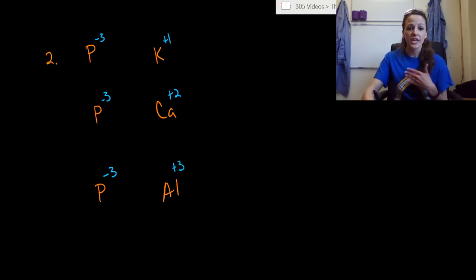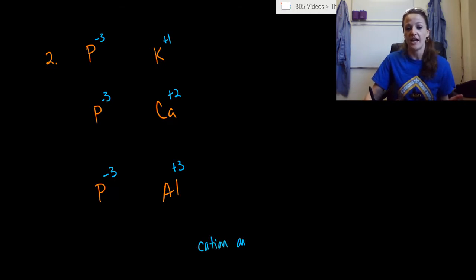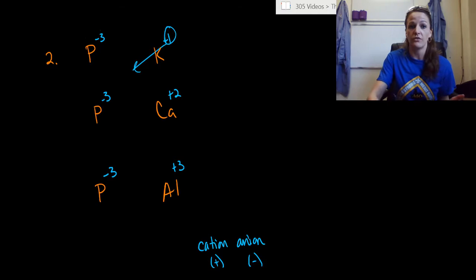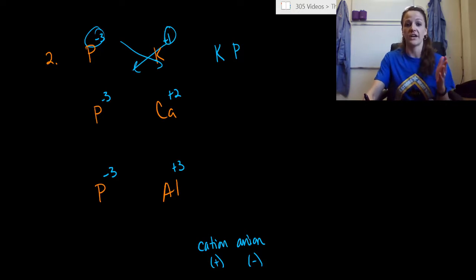Now, the biggest trick here is that you have to remember that you always write cation first, then anion second. So these are for your ionic formulas, meaning the positive component goes first, the negative component goes second. So for all of these, before we even do our little flip thing, we need to remember to rewrite this, so it's going to be KP, not PK. That order is very, very important.